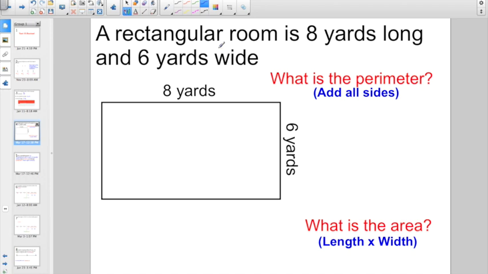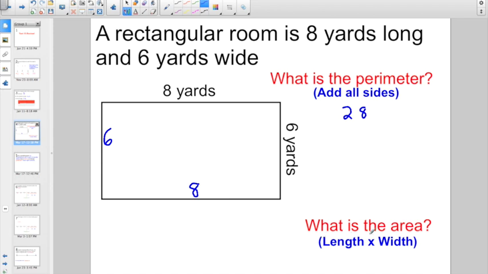Take a look here. A rectangular room is 8 yards long and 6 yards wide. What is the perimeter? To do perimeter, remember you have to add all sides. So this side is 6, this side is 8 yards. That means this side across is also 6, and this side down here is also 8. So 8 plus 6 is 14. I'm going to go over here and round it up to 20 now. Plus 8 more makes 28 yards if I add up all the sides, right?